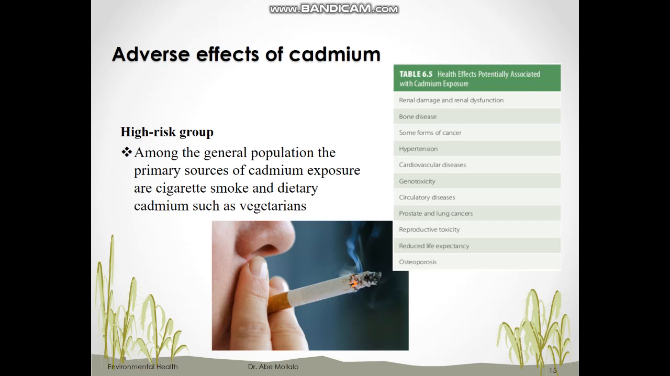It can cause problems such as renal damage, bone disease, hypertension, and cardiovascular diseases. It is also a carcinogen. Who is at higher risk of exposure to cadmium? Cigarette smokers, because of the tobacco plant that is found in cigarettes. Plants get nutrients from soil, and remember, soil is an important source of cadmium. The amount of cadmium in tobacco depends on the origin of the plant. The next high-risk group for cadmium is vegetarians, because cadmium can be found in soils, which can contaminate plants.